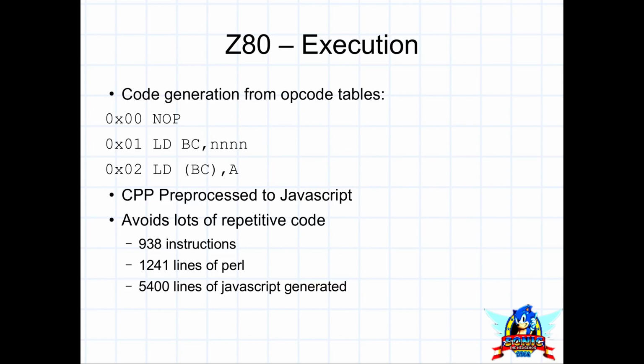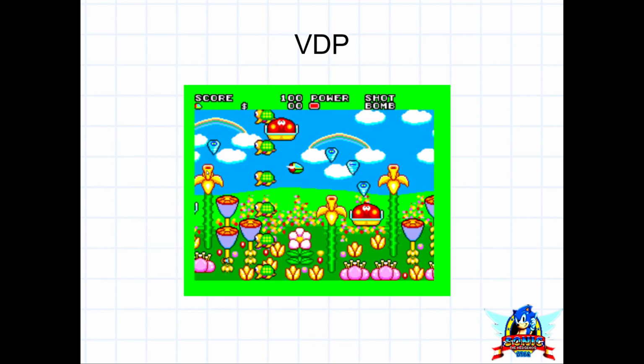If you can imagine, there's going to be a load BC, A, there's going to be a load DE, A, there's going to be a load HL, A, and they're all going to be scattered through the table. And having written it once and tested it for BC, it's going to work for DE, it's going to work for HL. So that's all I'm going to talk about for execution.